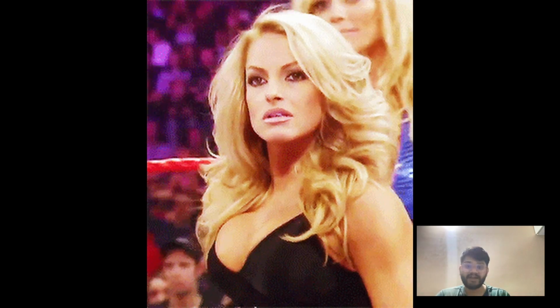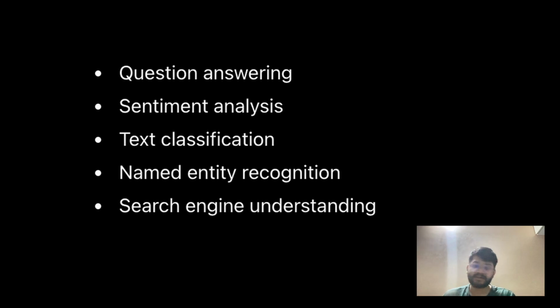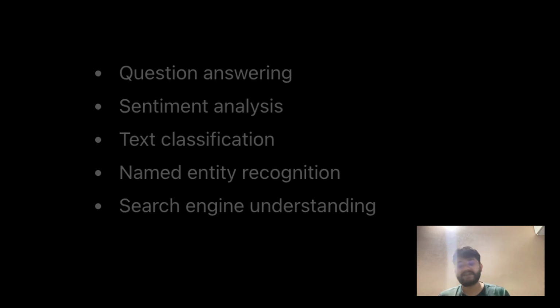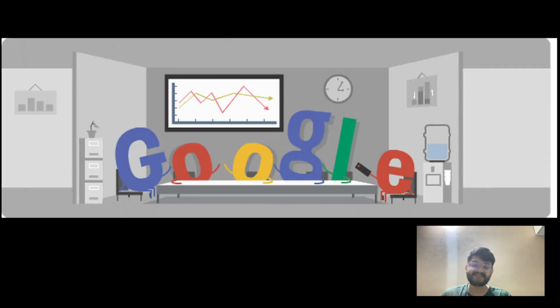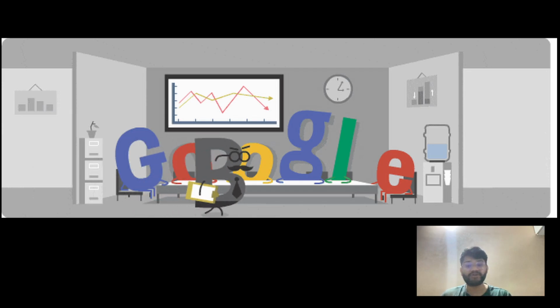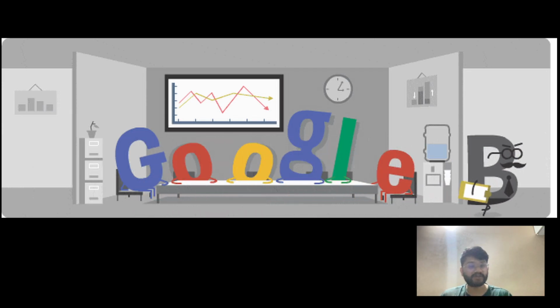In 2018, researchers at Google introduced a revolutionary model called BERT, which dramatically improved tasks like question answering, sentiment analysis, text classification, named entity recognition, and search engine understanding. In fact, Google Search itself started using BERT to better understand user queries.